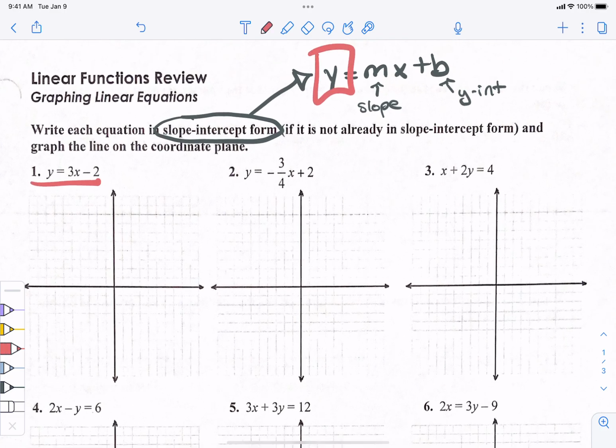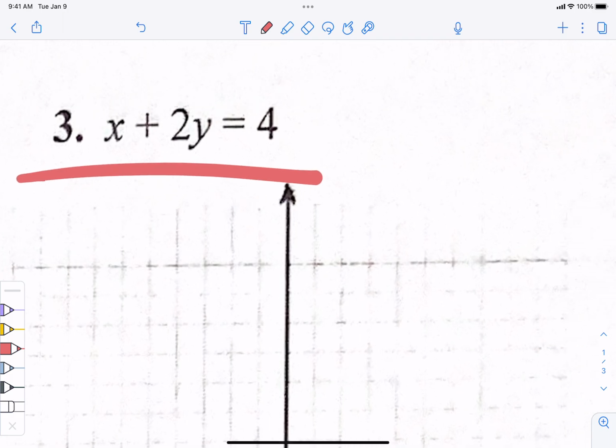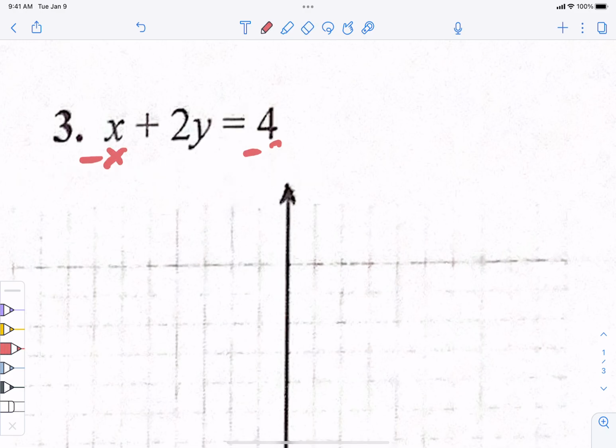So number 1 is the y solved for. Number 2 is the y solved for. Number 3 is the y solved for? No. So let's do number 3 together. Let's get the y by itself. What will you move first when you're getting the y by itself? Minus the x over. Okay, great. Let's minus the x. So I have 2y equals what? Negative x plus 4. I like to put the x first. So negative x plus 4.